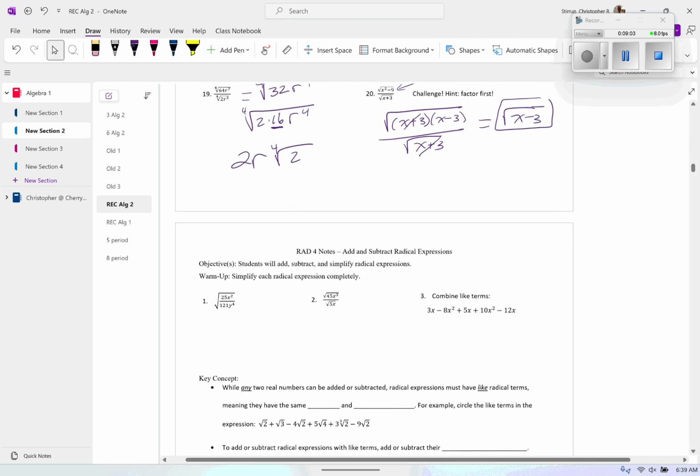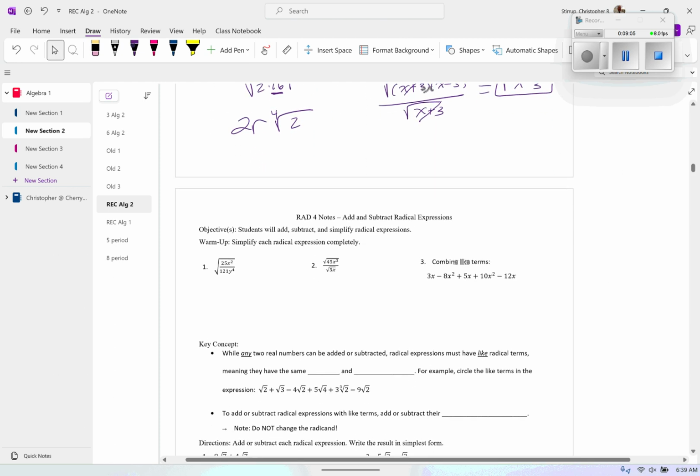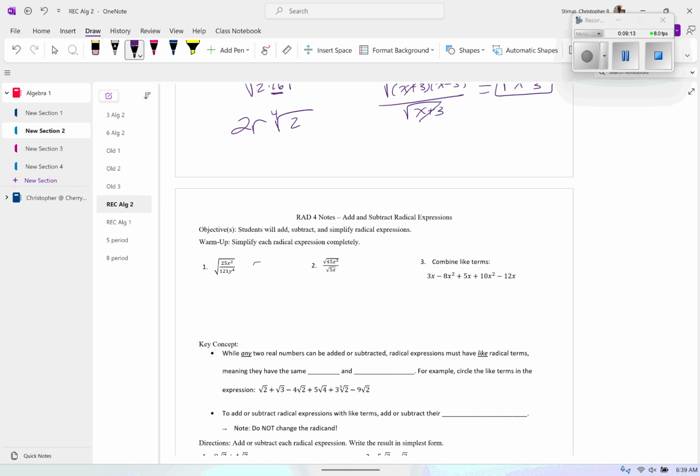Okay, let's take a look at RAD 4 notes. Students will add, subtract, and simplify radical expressions. All right, so let's go ahead and simplify these. Square root of 25 is 5. Square root of x squared, 2 goes into 2 once. Square root of 121 is 11. Square root of y to the 4th, 2 goes into 4 twice. Get that.